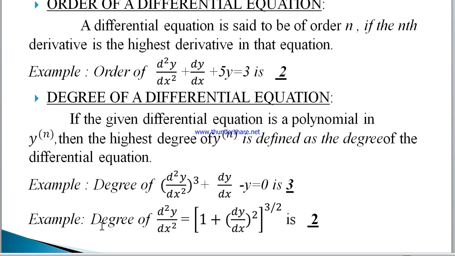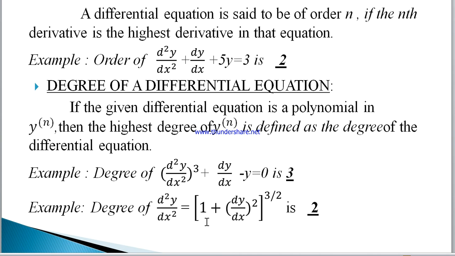The next example: the degree of d square y by dx square equal to 1 plus (dy by dx) whole square, whole to the power of 3 by 2, is 2. How do we get this 2? First you need to write the equation in polynomial form. Polynomial form means the powers must be integers, not fractions.